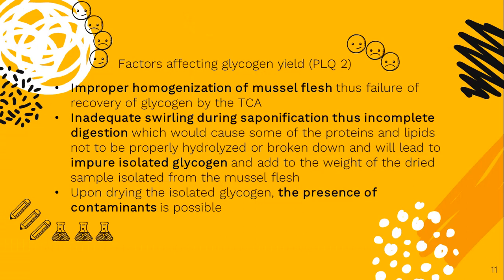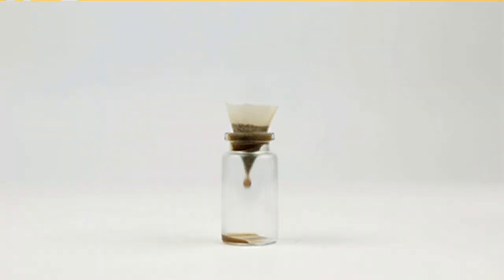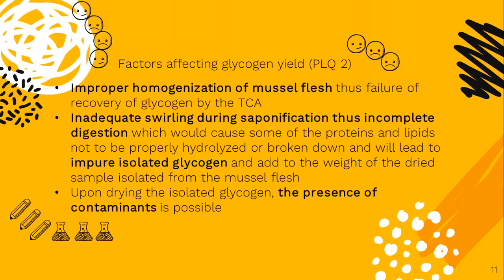With the impure isolated glycogen, it would add to the weight of the isolated glycogen. So, simply saying, the glycogen we isolate is no longer purely glycogen, other macromolecules that were not hydrolyzed are included. Because the filter paper was not covered when the isolated glycogen was dried, there is a possibility that the presence of contaminants would further add to the weight of our isolated glycogen.